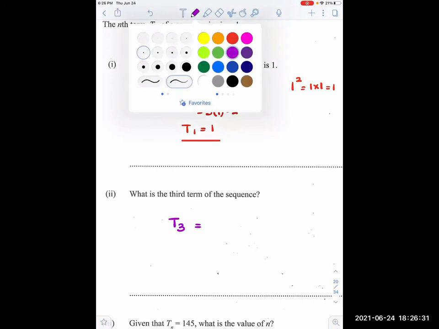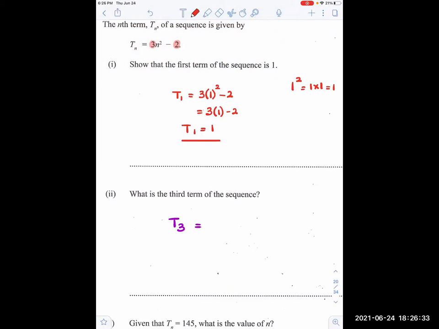All right. By now, you're supposed to have something written in your book, right? So 3 by 3 squared minus 2. So 3 squared is simply 3 by 3, which is 9. 3 multiplied by 9, take away 2, 27 minus 2. The answer is 25. Yes? Yes. All right.